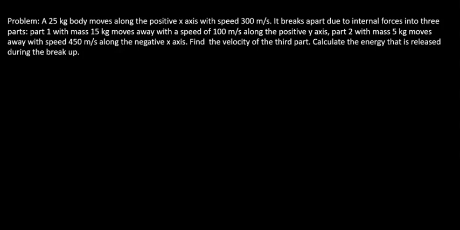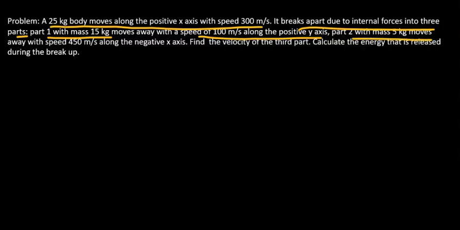Problem 4. A 25 kg body moves along a positive x-axis with speed 300 meter per second. It breaks apart due to internal forces into 3 parts. Part 1 with mass 15 kg moves away with a speed of 100 meter per second along positive y-axis. Part 2 with mass 5 kg moves away with speed 450 meter per second along the negative x-axis. So what is the velocity of the third part, and also calculate the energy that is released during the breakup.